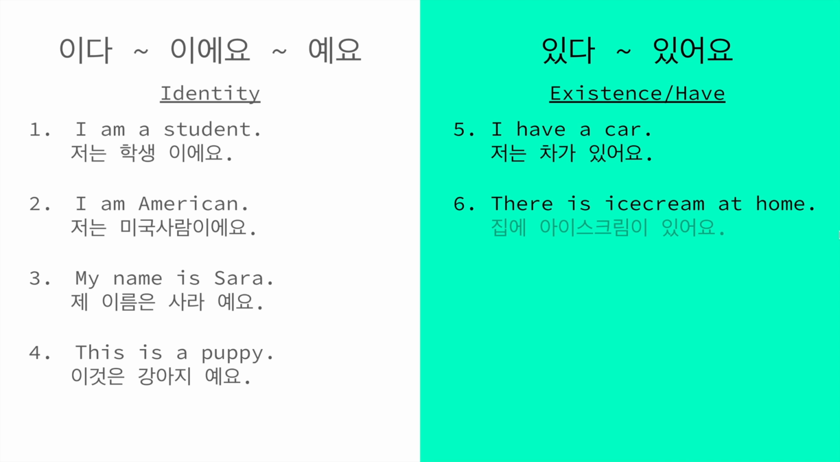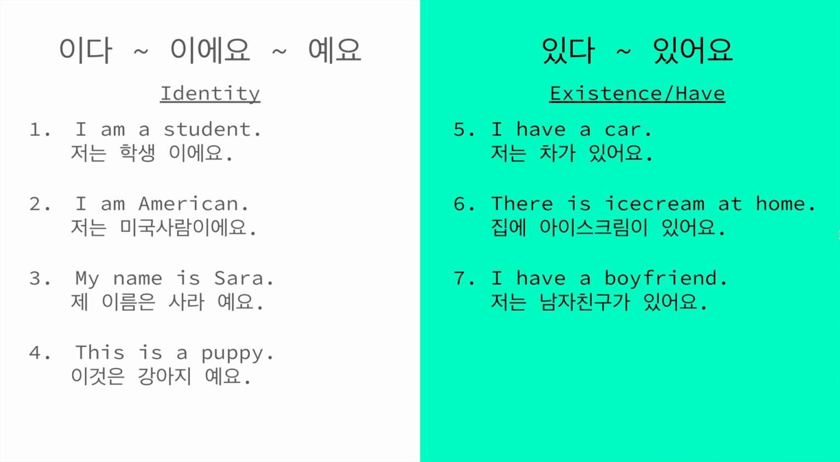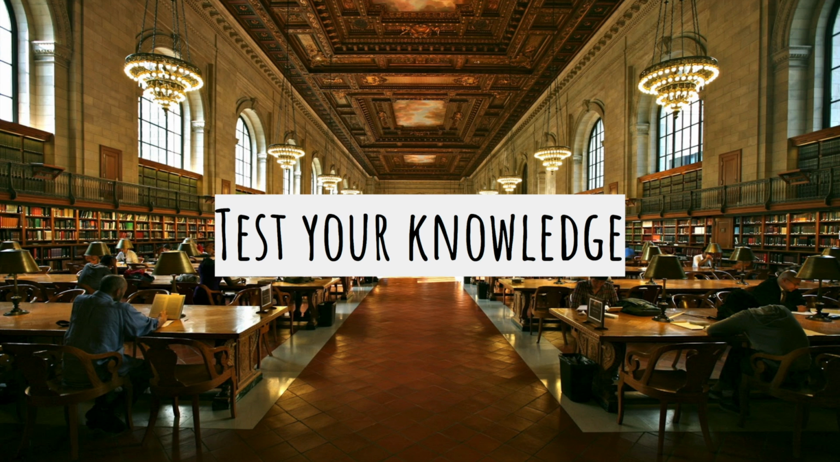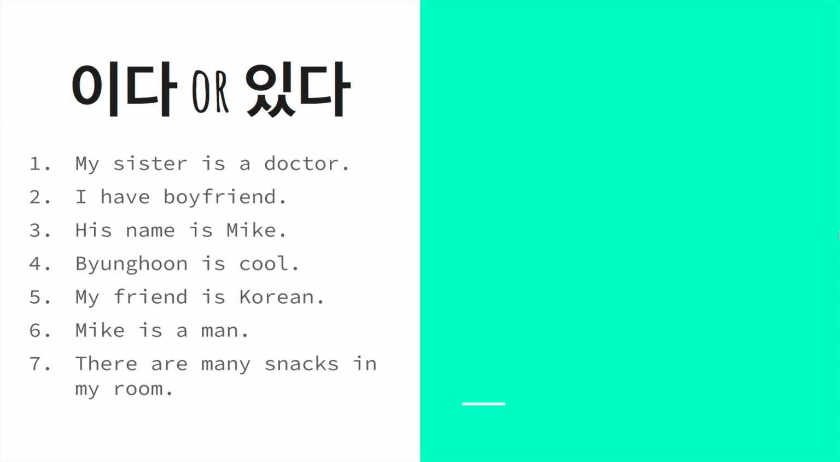There is ice cream at home. 집에 아이스크림이 있어요. I have a boyfriend. 저는 남자친구가 있어요. My friend is fun. 제 친구는 재밌어요. Let's test your knowledge. Go ahead and pause now and write down what the answers are if you think that they would be in 예요, 예요, or 있어요.